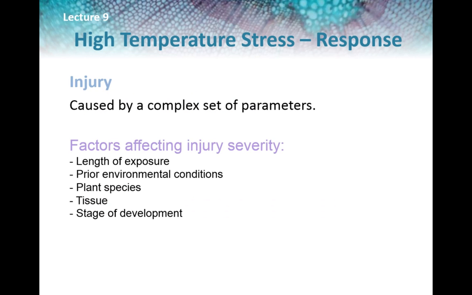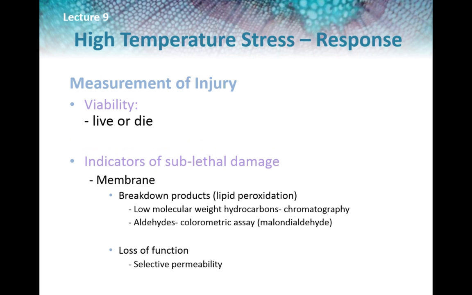There is no single universal mechanism of injury at higher temperatures. Modes and severity of injury can vary based on factors such as length of exposure, prior environmental conditions, plant species, tissue, and stage of development. The multiplicity of injury mechanisms presents some challenges in measuring plant responses to heat stress. The most basic response is whether or not the plant survived the stress. However, sublethal doses can affect many plant processes. Therefore, it is not surprising that many indices are available to detect damage to specific cellular components or processes.